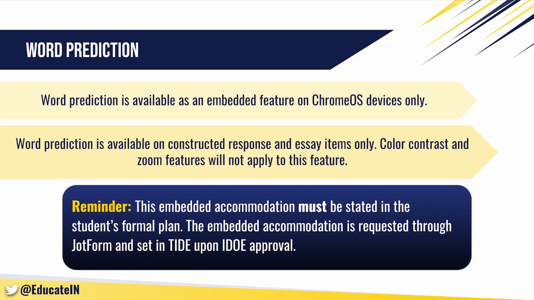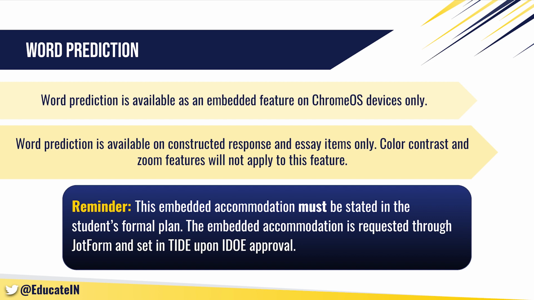Word prediction is now an available embedded feature for students who require word prediction per their formal plan. The embedded co-writer word prediction tool is only available on Chrome OS devices. Students will have access to word lists as they type open-ended responses. As students type letters or words, a list of predicted words will appear. The embedded co-writer word prediction tool is only available on constructed response and essay items.